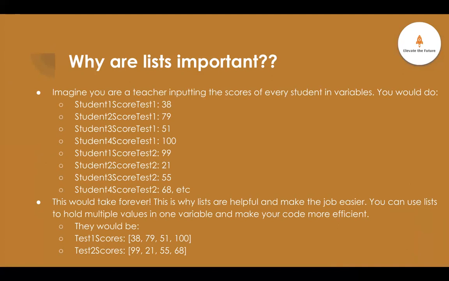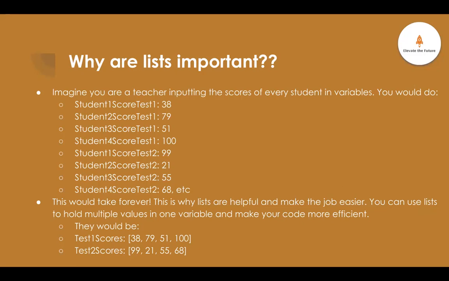Imagine this scenario. You are a teacher and you're inputting the scores of every student in variables. You have student 1 and their score on test 1 is 38. Then you have student 2 and the score on the same test is 79. It goes on, and then you have those same students again, but they take a different test. So student 1 has score test 2 and they have a 99, and student 2 scores a 21 on test 2.